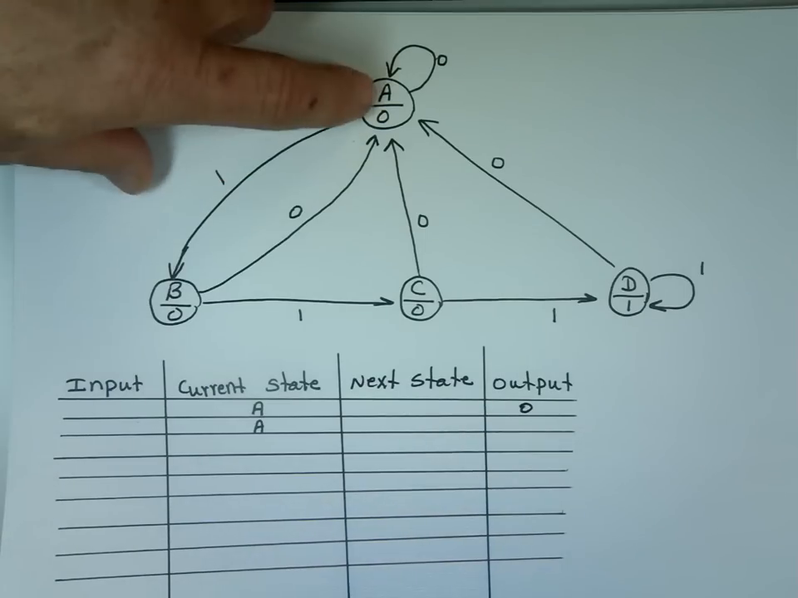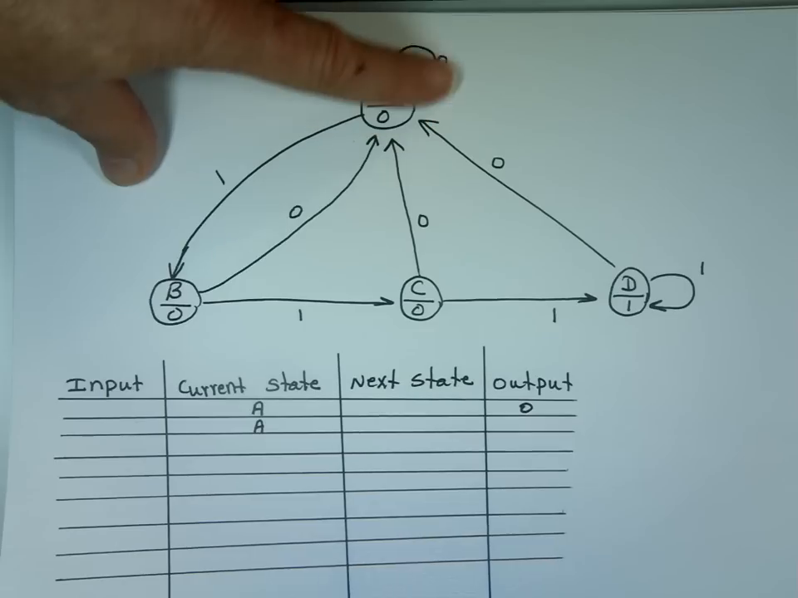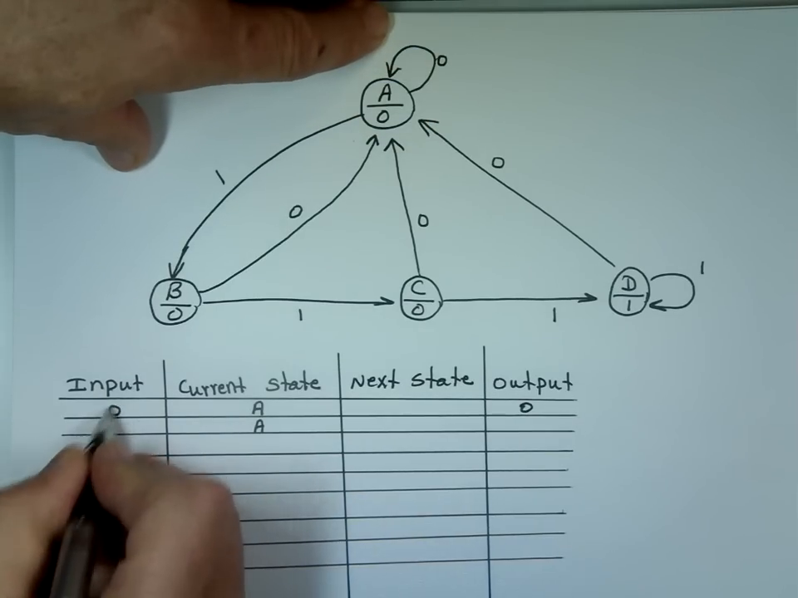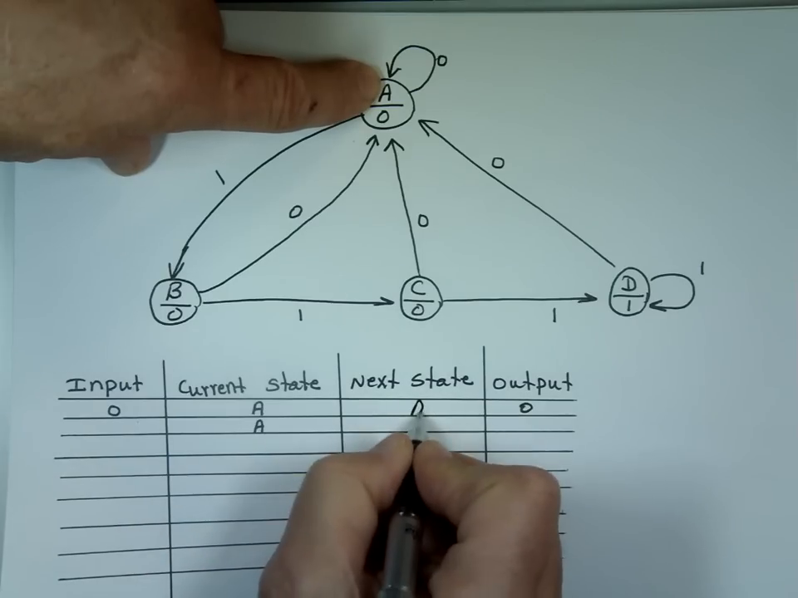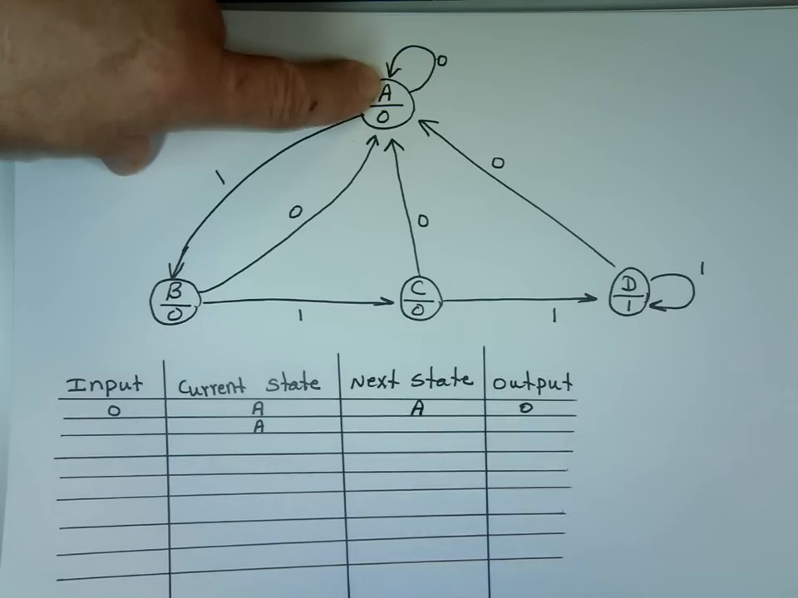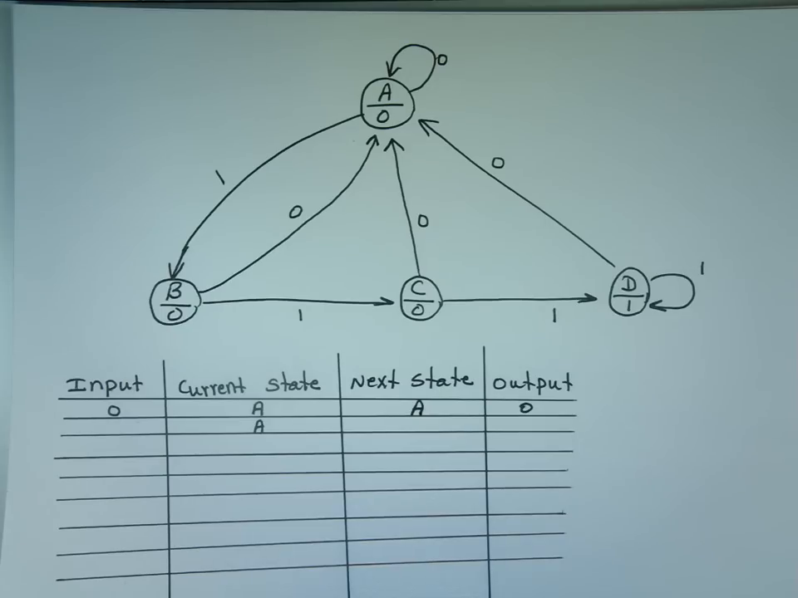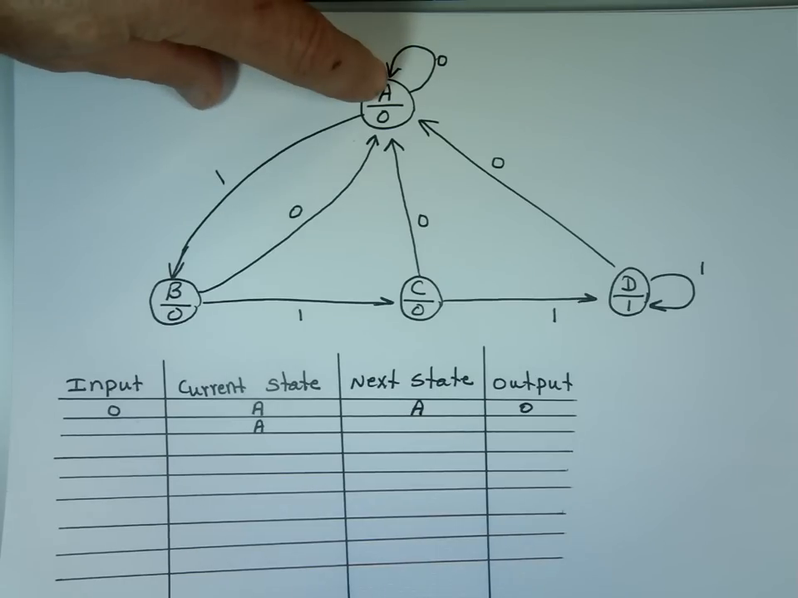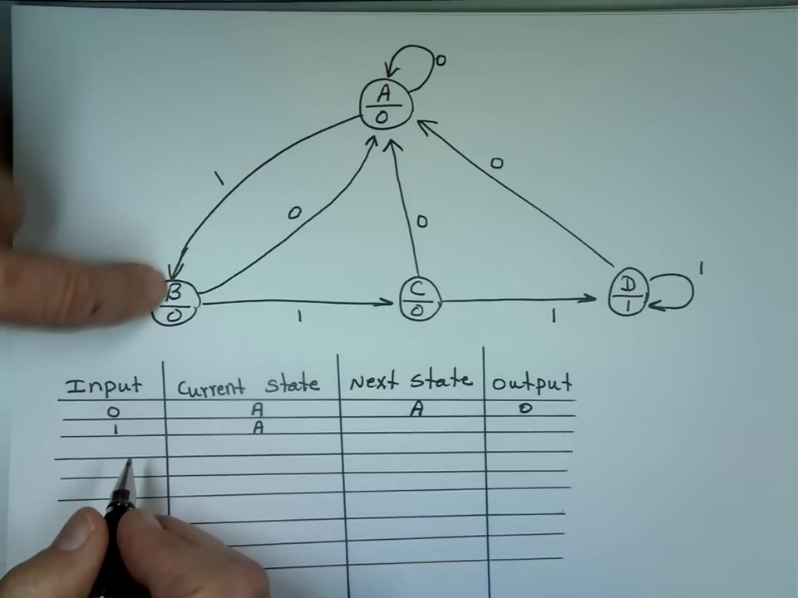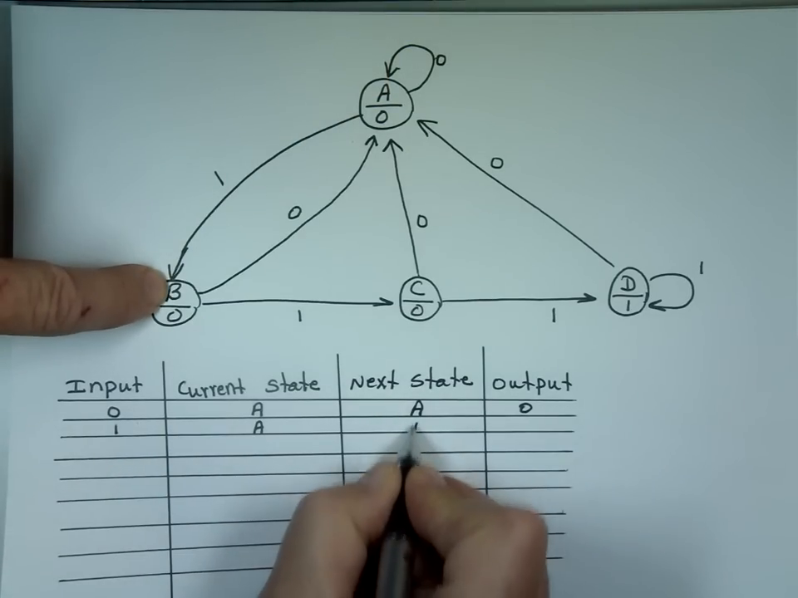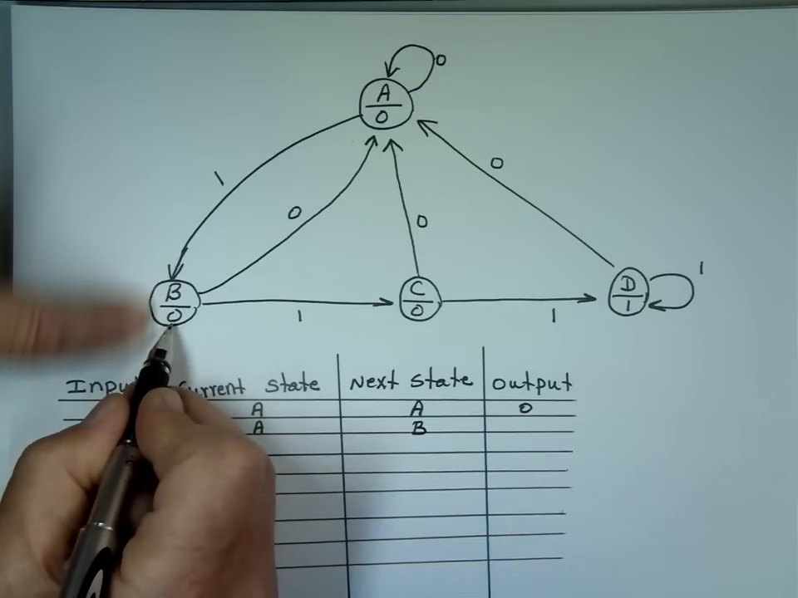But if I'm at state A and I put a 0, what will happen? If my input is 0, where do you go? You stay where you are, and your output is 0. But if I'm at this state and I put a 1, where do you go? State B, and what's your output in state B when you get to it? 0.